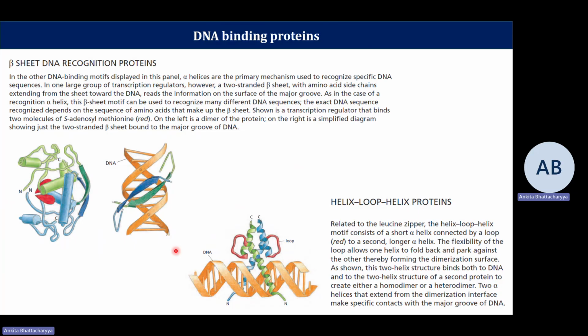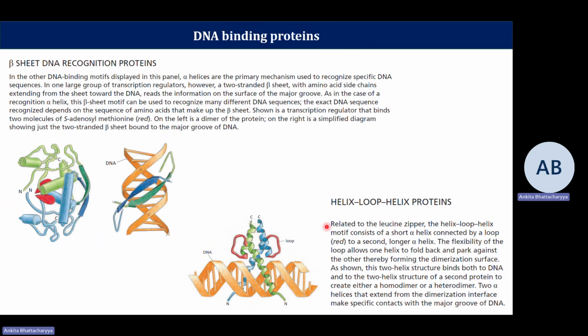So it consists of a shorter alpha helix connected by a loop, and then a longer secondary alpha helix. So this is the short one, the presence of the loop, then a long one. This flexibility allows one helix to fold back and pack against the other, forming the dimerization surface. Again, the dimerization is much similar to that of a leucine zipper.